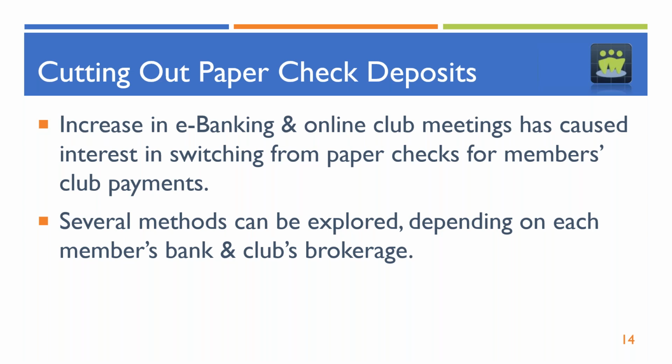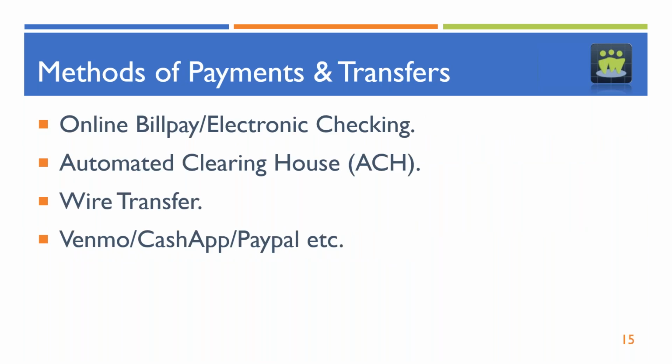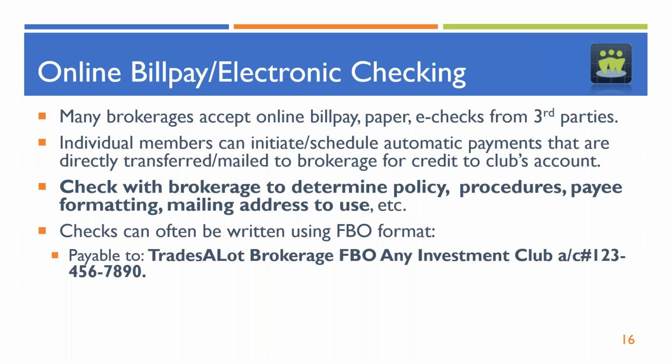And so again, depending on the members' banks and the club's brokerage, there are several methods that you might be able to explore. One is online bill pay and electronic checking. Another is something known as ACH, or automated clearinghouse. The old standby of wire transfer we'll include to be complete. And then people often wonder about using Venmo or Cash App or PayPal or another of the cashless transaction applications that are out there. So let's run through these.